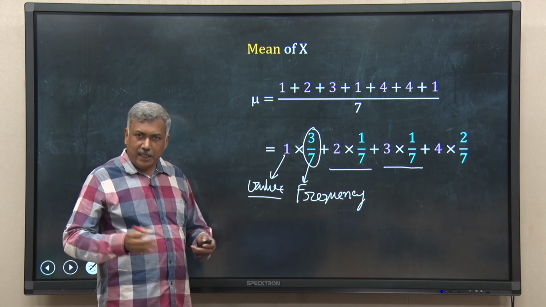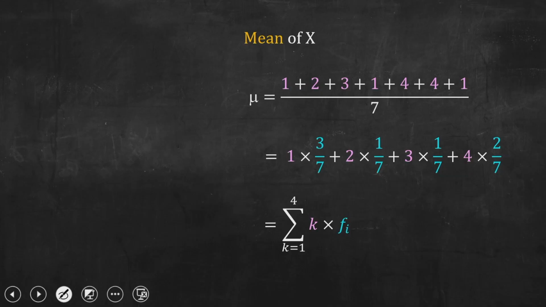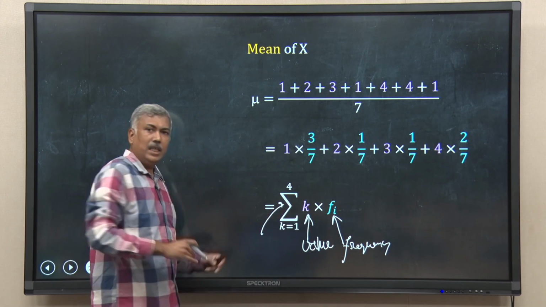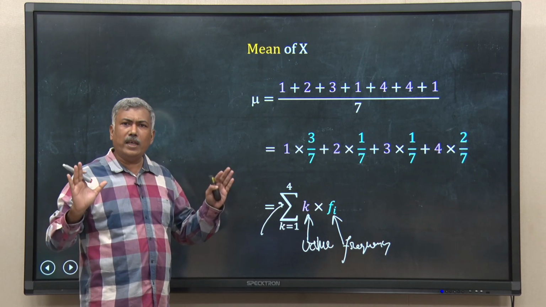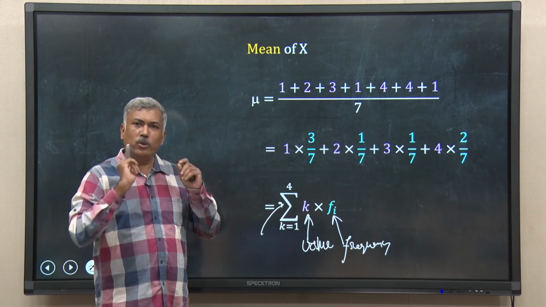I can generalize this using mathematical symbols. What I am doing is multiplying a particular value, which here varies from 1 to 4, by its corresponding frequency. And if I sum them all together, this symbol is for summation, what do I get? I get the average or mean, the humble mean that we learned in school.